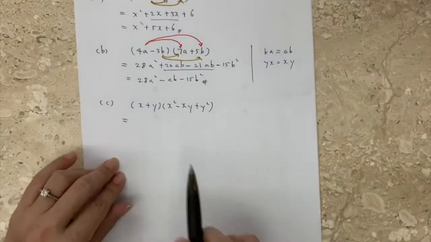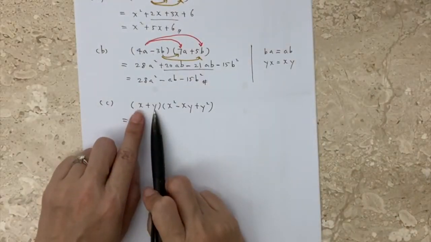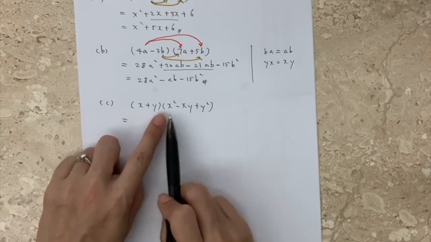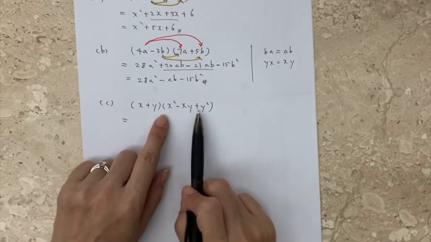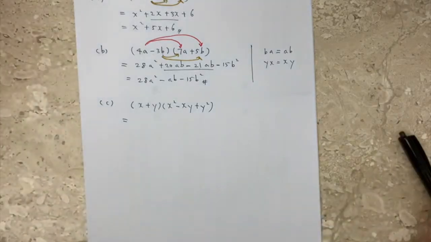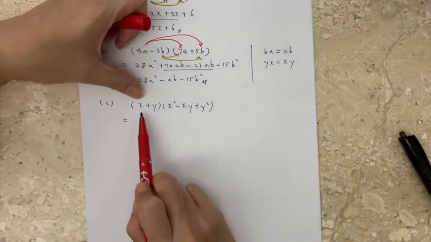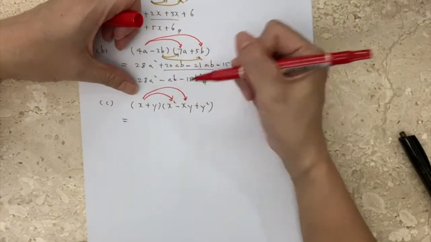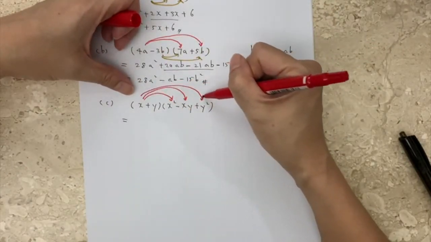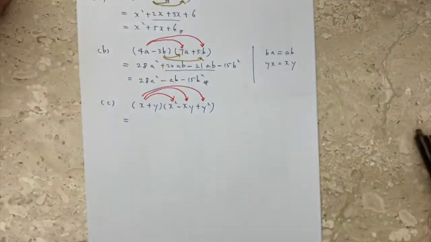Alright, so next, here is the polynomial x plus y, and then I have another polynomial, but this time I have three terms here. Anyway, we just do it step by step. So we start with the x here: x times the first term, and then x times the second term, and then x times the third term.